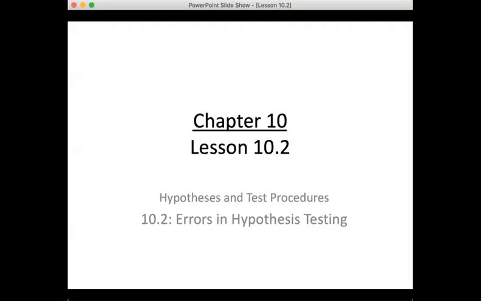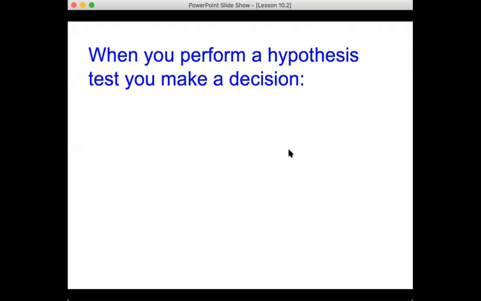All right. So 10.2, we are talking about errors in hypothesis testing. You guys have learned how to do a hypothesis test already. So you know that on our last step, the conclusion, you end up either rejecting the null hypothesis or failing to reject the null hypothesis, right?